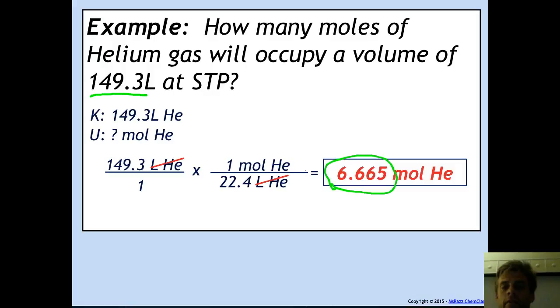Also note, guys, that when I do this, I don't just write moles. I write moles of whatever my substance is. Okay, so that actually matters. On your test, you have to do this. All right. Let's look at another example here.